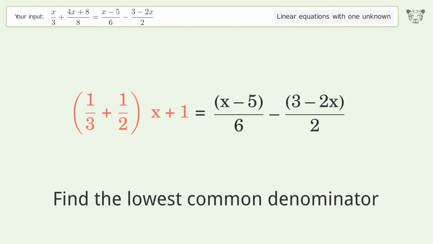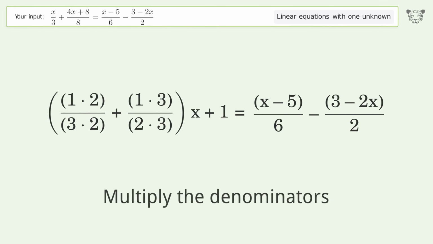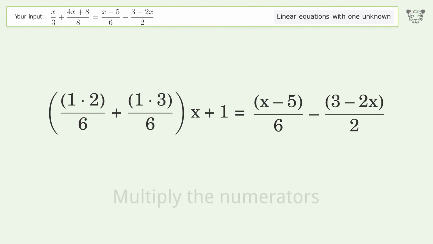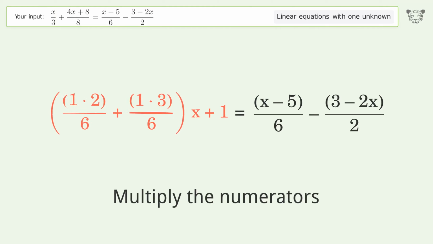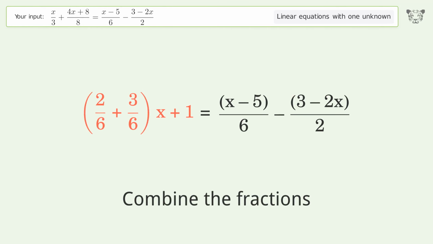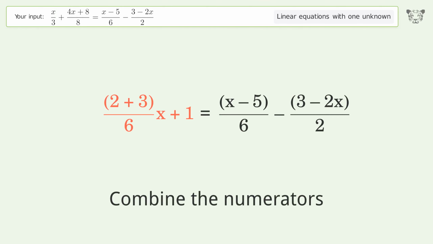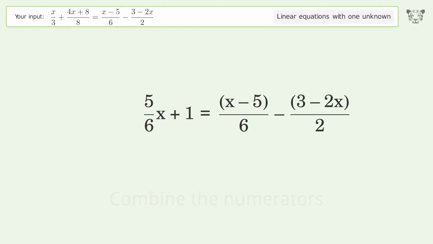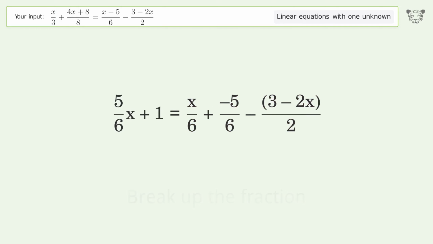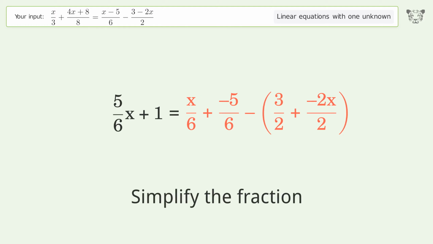Find the lowest common denominator. Multiply the denominators. Multiply the numerators. Combine the fractions. Combine the numerators. Break up the fraction. Simplify the fraction.